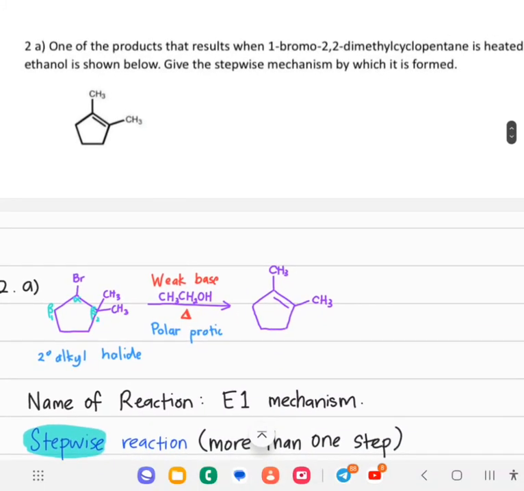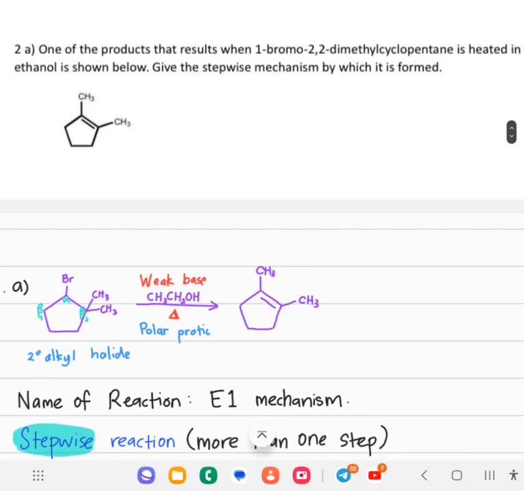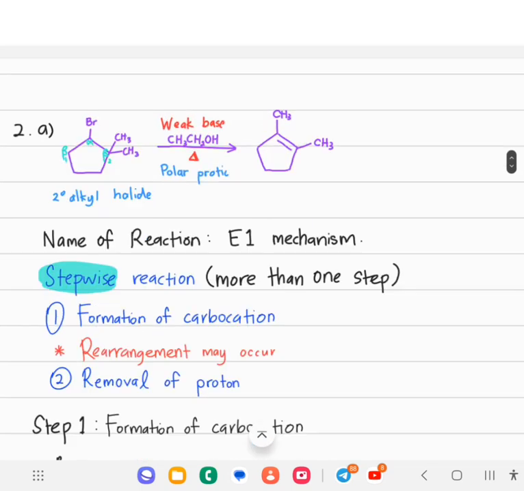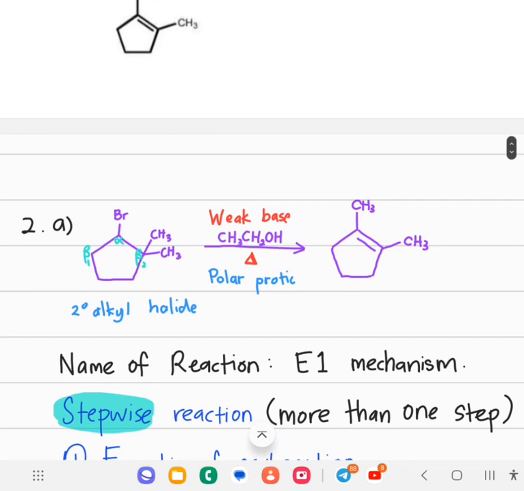Then number 2A, one of the products that results when 1-bromo-2,2-dimethylcyclopentane is heated in ethanol is shown below. So the question asks us to give the stepwise mechanism by which it is formed. So firstly, we need to convert this sentence into a graphical presentation.